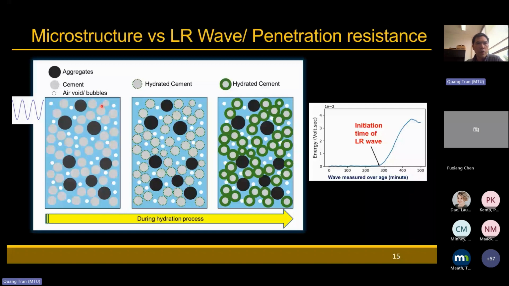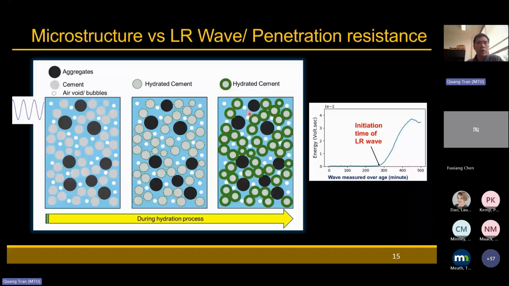And then over time, when the cement hydrates on the cement particle, reacting with water, it creates some hydrated cement, which is the gel surrounding the cement particle. Over time, this hydrated cement is getting more and more. It's creating the bond to the aggregate and then to other cement particles, and makes this matrix become stronger.